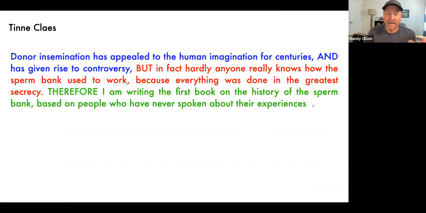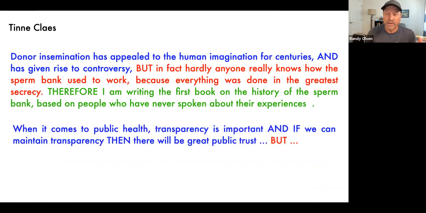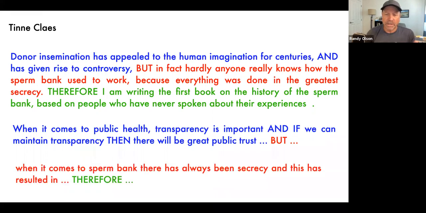So here's my shot at it, and then push back exactly on this, and let's haggle a little bit, because this is what you do with the working circle group. Here's my draft. When it comes to public health, transparency is important. And if we can maintain transparency, then there will be great public trust, and we'll reap all these benefits from being transparent, yada, yada, yada. But when it comes to sperm banks, there's always been secrecy, and this has resulted in yada, yada, yada, yada. The dark side, the bad side of the consequences, why you think this is an important issue. And therefore, to try and help address this problem, I'm going to do this book about the history of it.